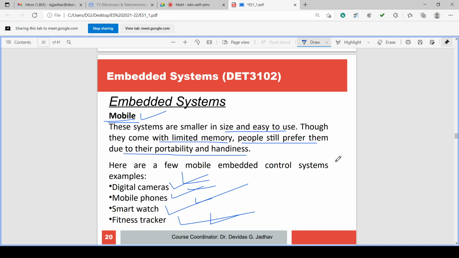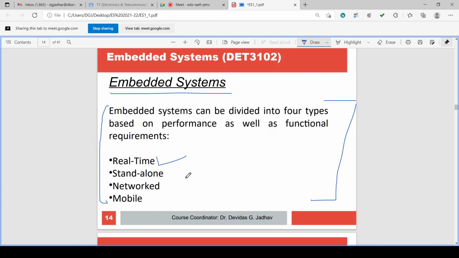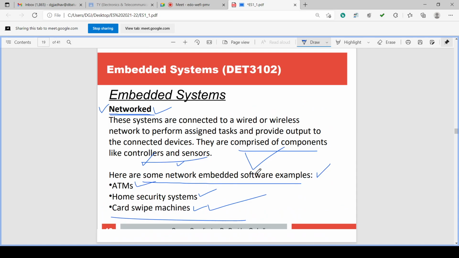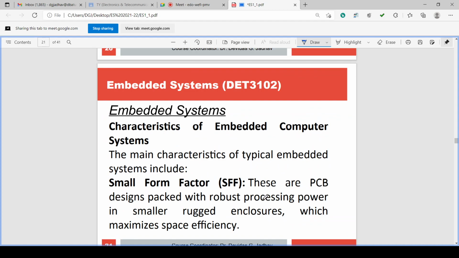What are the types of embedded system? Real time embedded system, then standalone embedded system, then networked embedded system, and the 4th one is the mobile embedded system. So these are the 4 types: real time, standalone, network, mobile. These are the types of embedded systems we have seen.